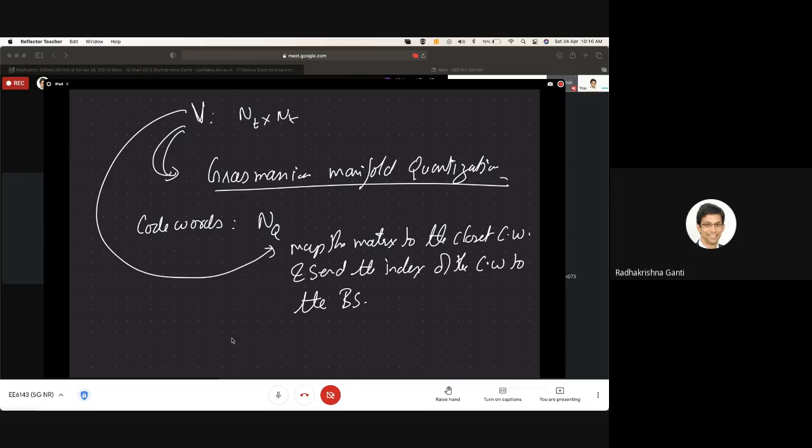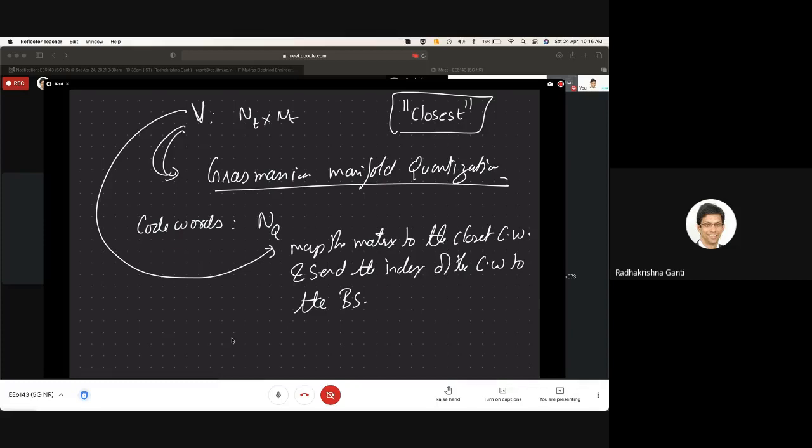Okay, so the notion of closest is very important. There's a lot of research on what you mean by closest in terms of matrices, and on how to find the closest matrix in this Grassmannian manifold. But let's not get into all those things for now.